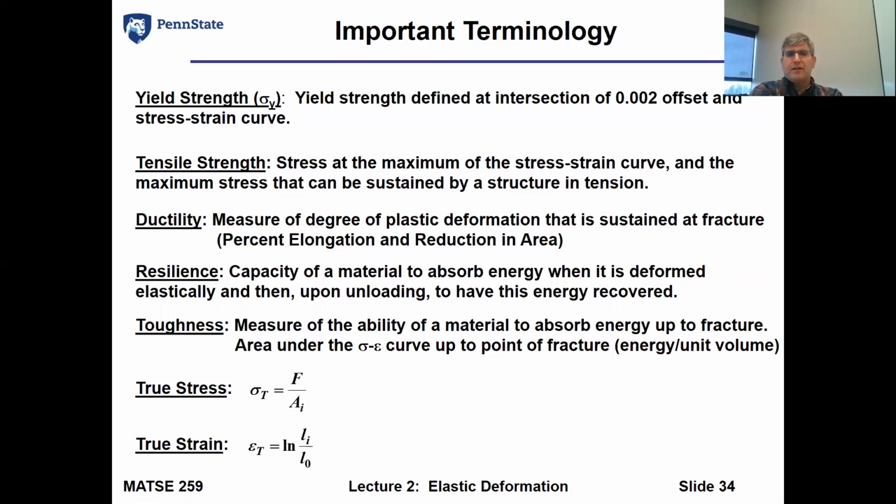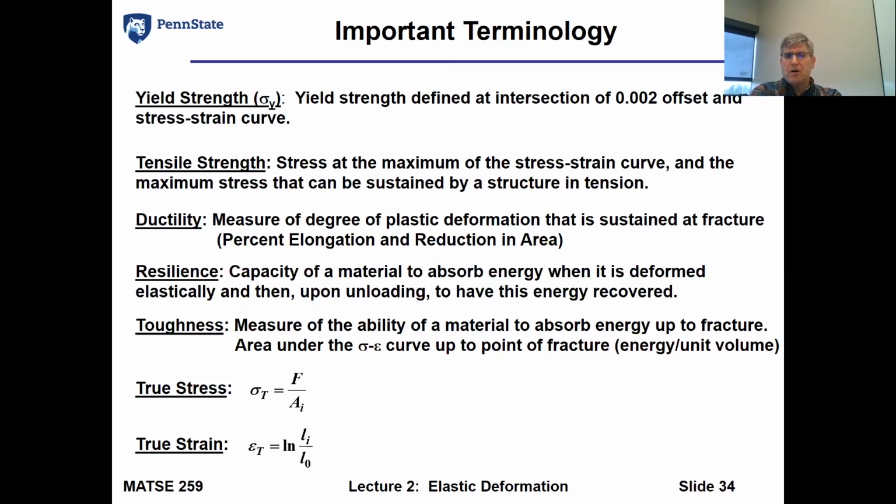Whereas how we define the yield strength, and in this case, we define the yield strength at a certain offset. And we'll get into a little bit of why we do that. Tensile strength is the maximum of the stress strain curve. Ductility is that degree of plastic deformation and the different ways that we can measure it.